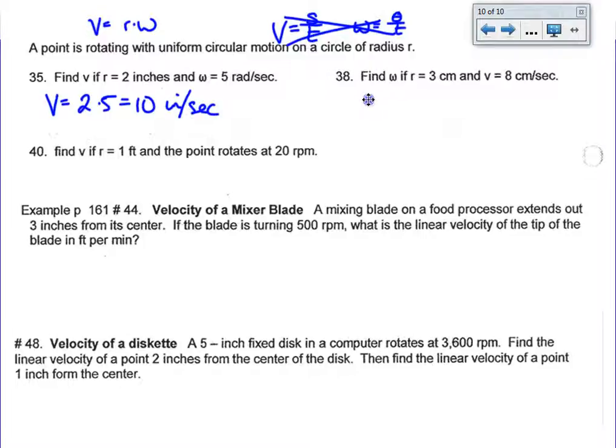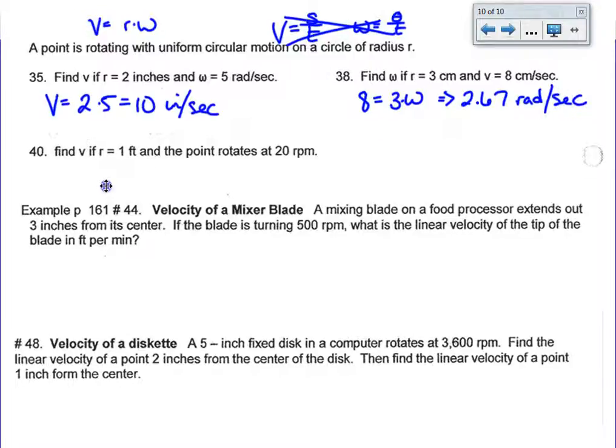Now this problem's a little backwards. We're going to use the same formula, but this time they tell us the linear velocity is 8 centimeters per second, and the radius is 3, and they want us to find omega. So if I divide both sides by 3, a decimal would probably be a little better here. You get 2.67 roughly, and remember this is angular velocity, so it's radians, and then per our time frame is seconds.